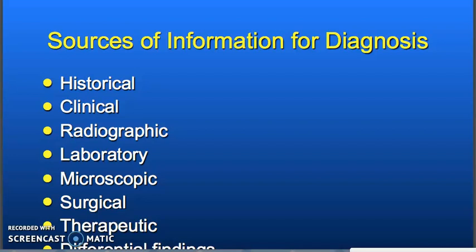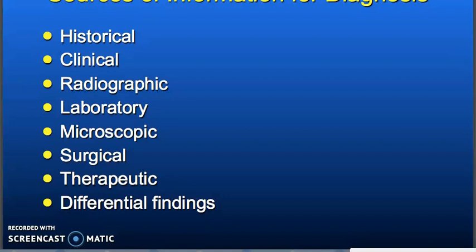So as the dentist looks at these lesions and decides how to diagnose it, what kind of information do they need? They may ask for this historical information, which is what we just talked about. How long has it been there? When did you first notice it? That type thing. Then they'll look at the clinical appearance of it. If it's something that they think would show up in a radiograph, they may have you take an x-ray of it. Laboratory findings through a biopsy. So microscopic, which is again through the biopsy. Surgical would be to remove it and then have it biopsied. Therapeutic, and we'll talk about that in a few minutes. And then the differential findings of a lesion. So the dentist thinks about a lot of different things and tries to put the puzzle together with the pieces to decide exactly what they need in order to make this diagnosis of a lesion.